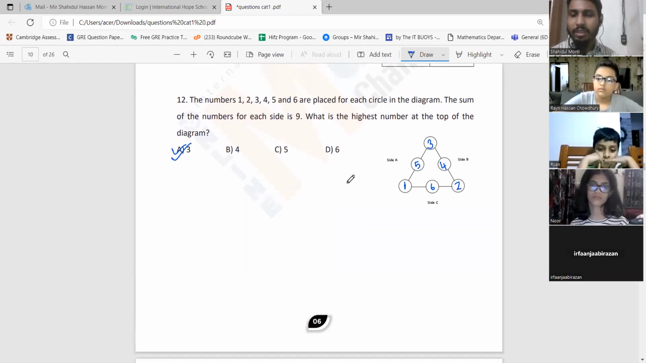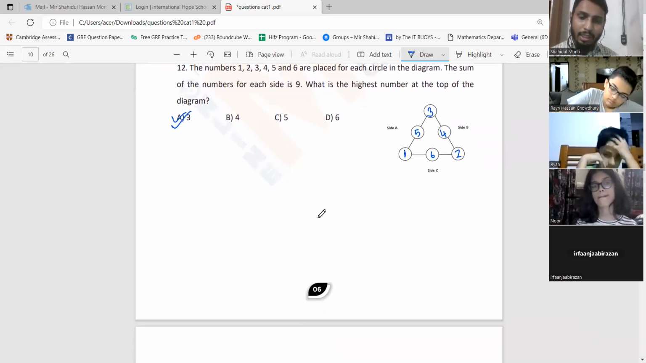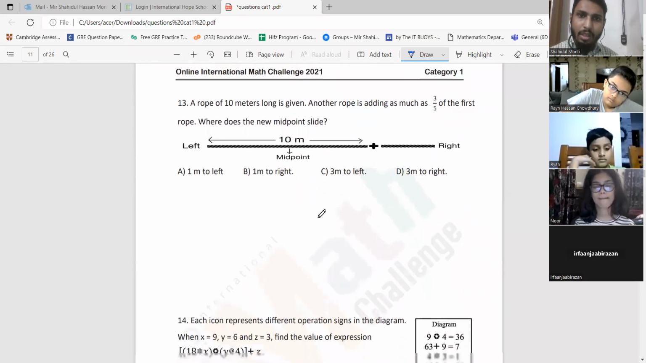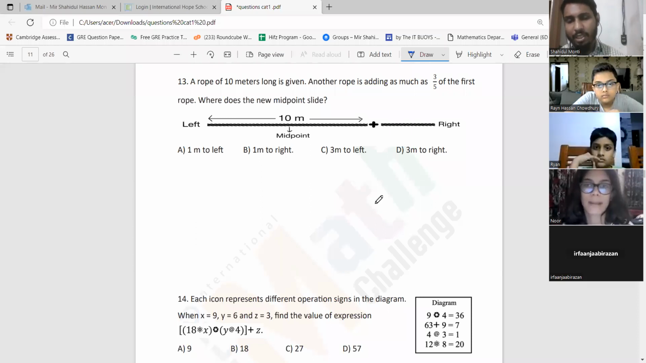So with this idea, we are going to go into the next part, question number 13. Question number 13 says, we have a rope. The rope is 10 meters long. And we have another rope that is 3/5 as long as the first rope. So the first rope is 10 meters, and then we add something. So we are adding 3/5 of the first rope.